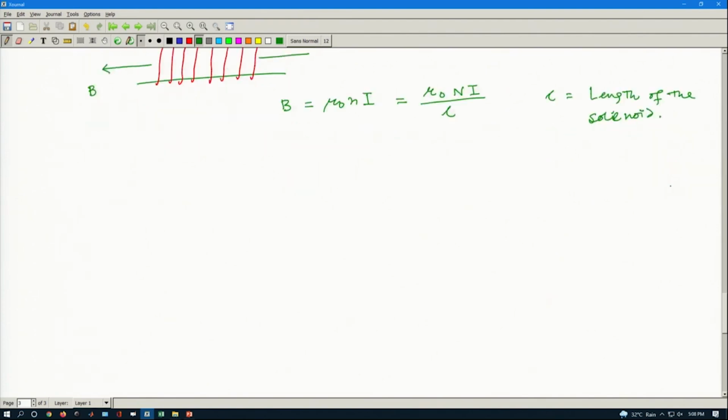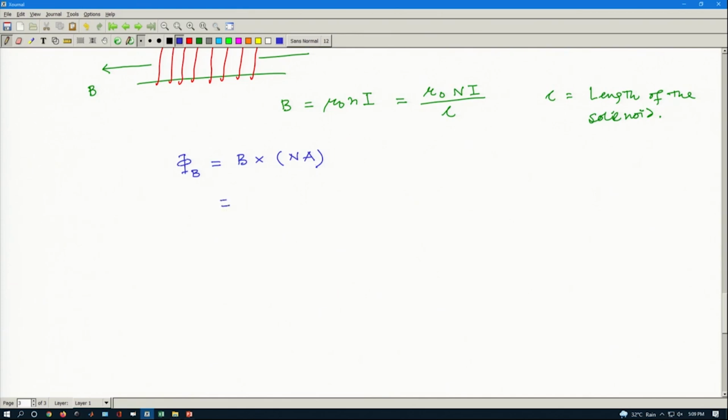Solenoid. So, what is the amount of flux linked with this magnetic field? The magnetic flux that is linked is simply B multiplied by the area, and the area is N A. A is the area of the single loop and N is the total number of loops. So, it should be N multiplied by A.